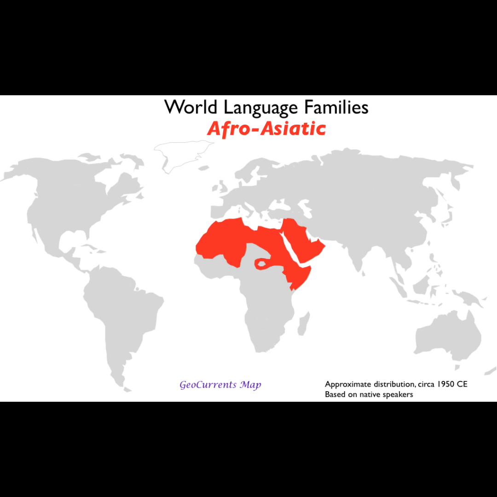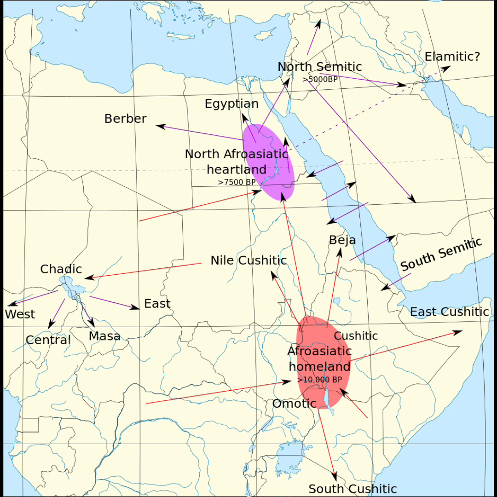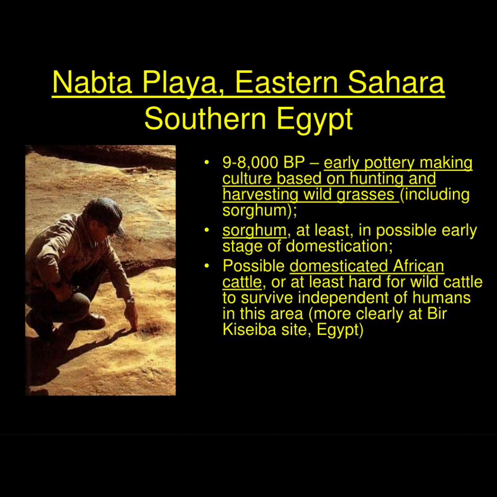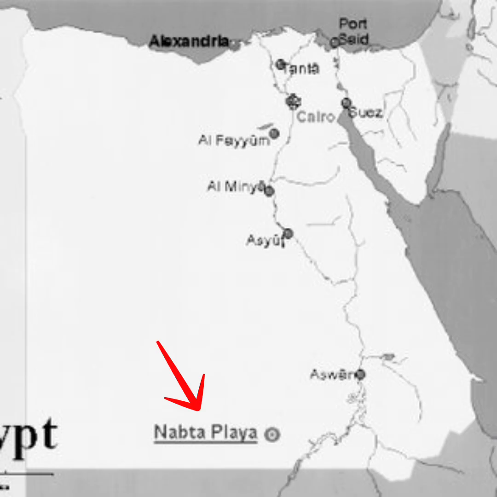Connection to Afro-Asiatic languages. Ehret's research suggests that the people of Nabta spoke a language that was related to the Afro-Asiatic language family. He proposed that the linguistic and cultural similarities between Nabta and the Horn of Africa reflected migration of people from the Horn of Africa to the Nile Valley around 10,000 to 8,000 years ago. Overall, Ehret's research provides a compelling framework for understanding the origins and spread of the Afro-Asiatic language family and highlights the importance of Nabta as a key site in the development of ancient Egyptian culture and language.